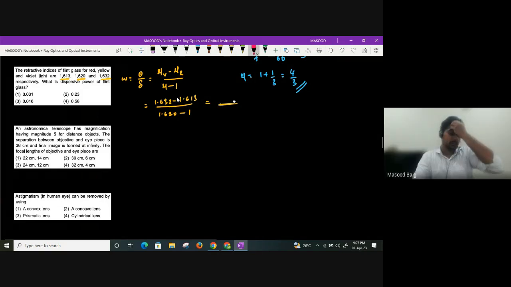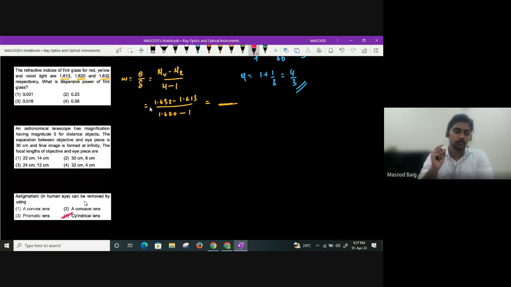So we'll do astigmatism can be removed by, right? Astigmatism can be removed by using cylindrical lens, guys. A section of the cylinder can be used to remove astigmatism. So what is astigmatism again? Eye lens will have inability to focus light at a single focal point. It cannot focus light from different objects at single focal point, guys. So that is called astigmatism, and it can be removed by using cylindrical lens.